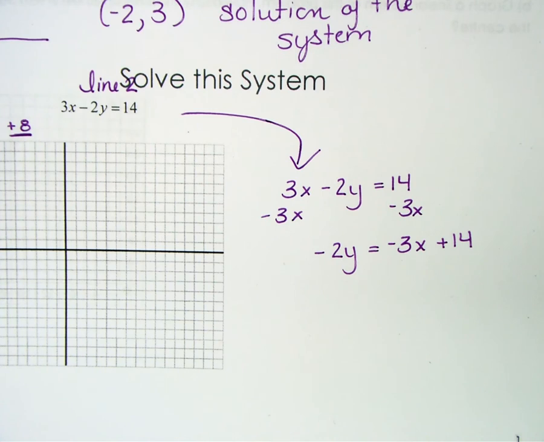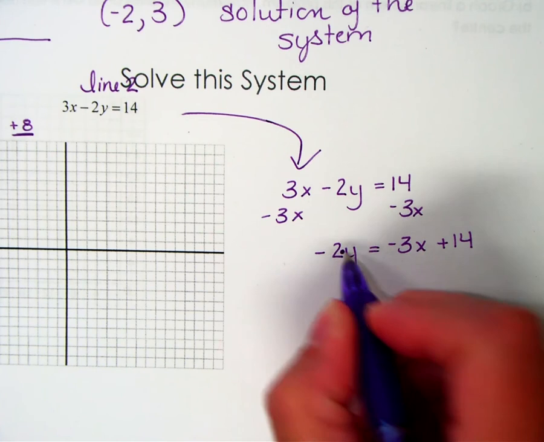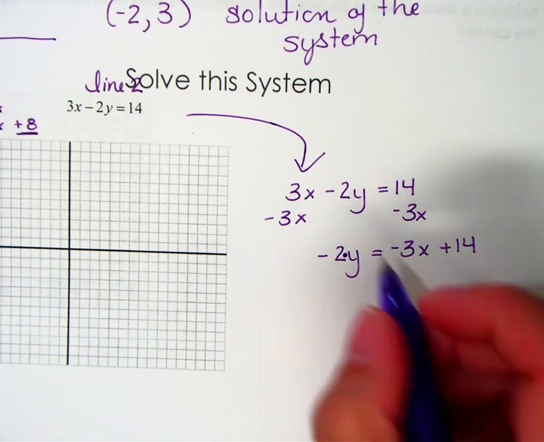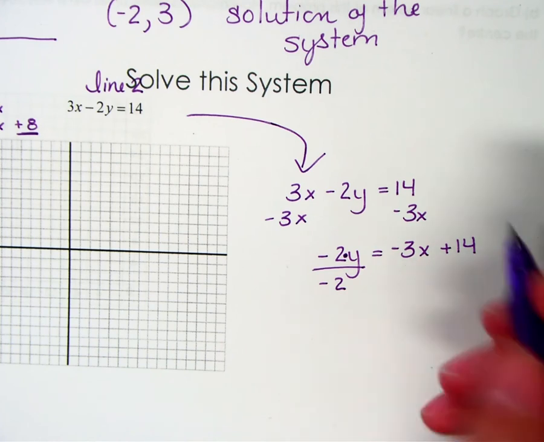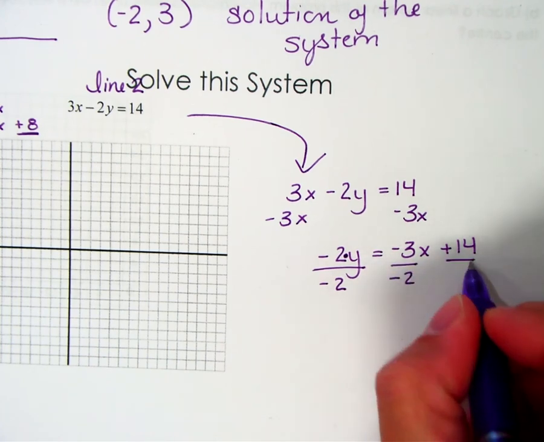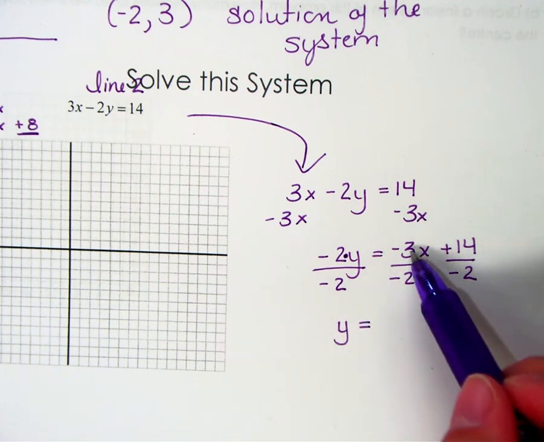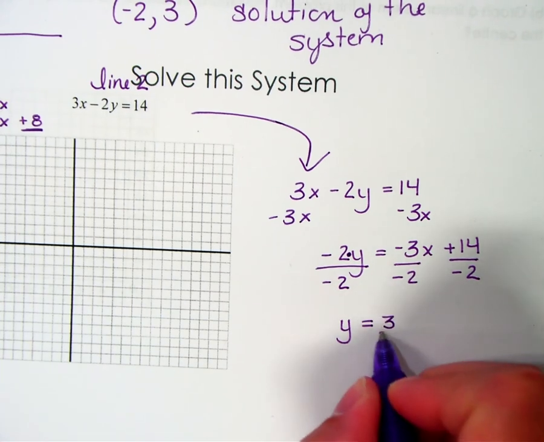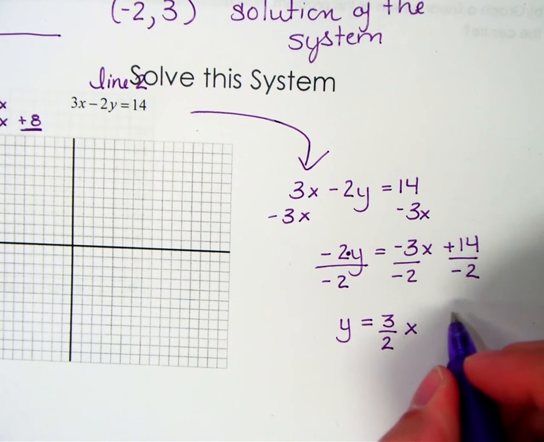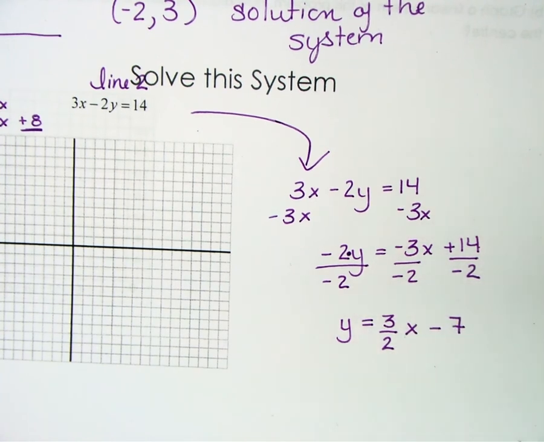And so then I'm going to go ahead and divide. I want to get rid of the 2. So the operation between the -2 and the y is a multiply, so I need to break that up. So I'm going to divide by -2, and I have to divide every term on this side by -2. So that will leave me with just y here. And then I've got a -3 over a -2. How am I going to write it? +3 over +2x. And then 14 divided by -2 is going to be -7.